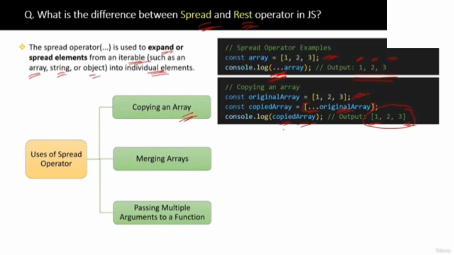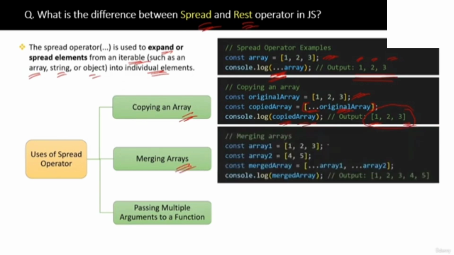The next use of the spread operator is merging arrays. Here you can see we have two arrays and we are putting both of them inside square brackets with spread operators. And finally, we are getting the merged array, right?